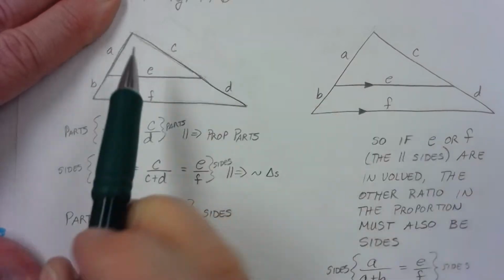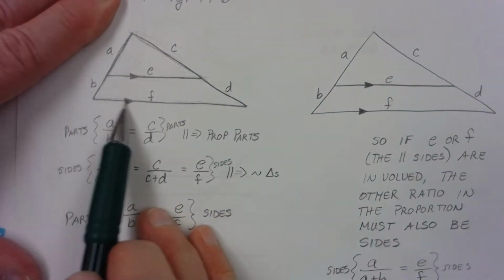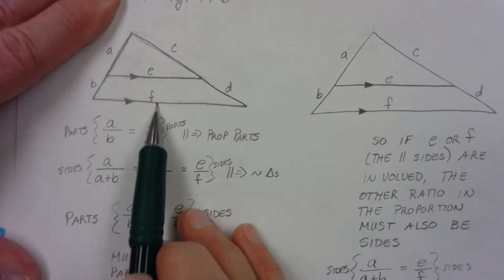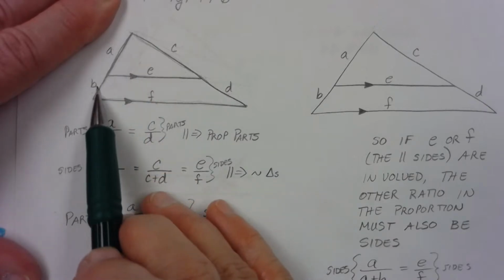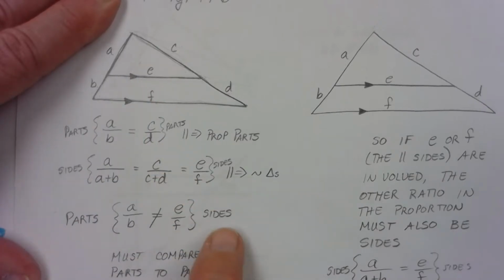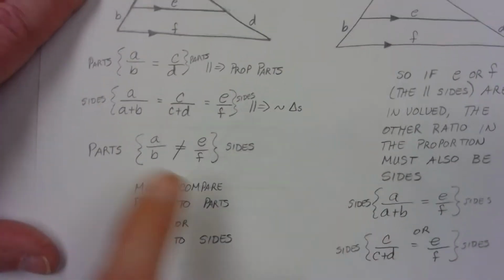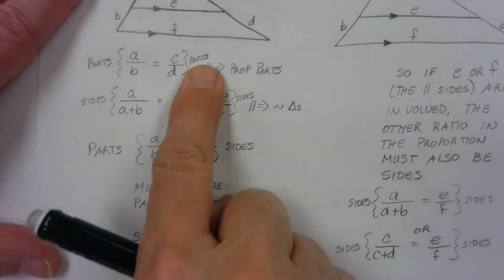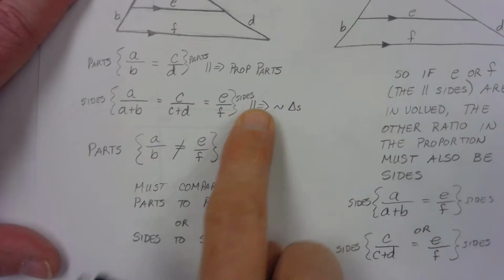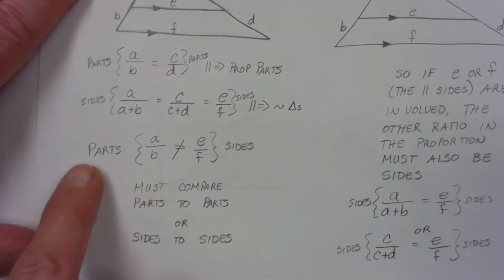You cannot say that's in proportion with E and F. That is not true because E and F are sides. A and B are parts. So you can't compare parts to sides. You've either got to compare parts to parts, sides to sides, but not parts to sides.